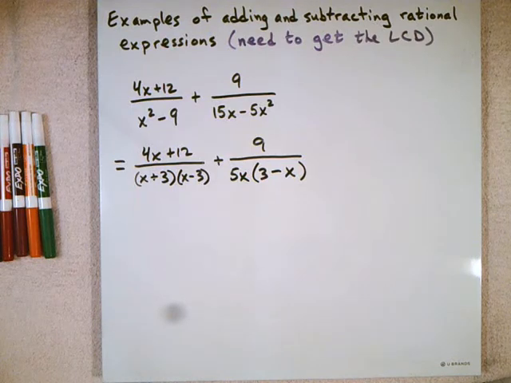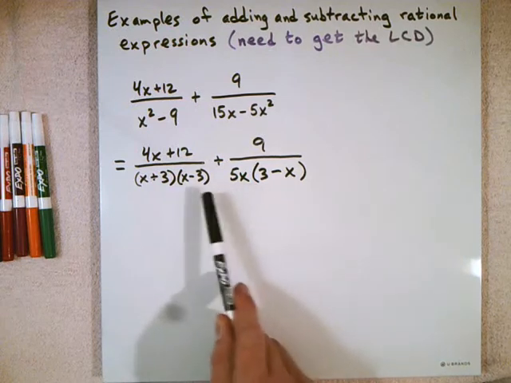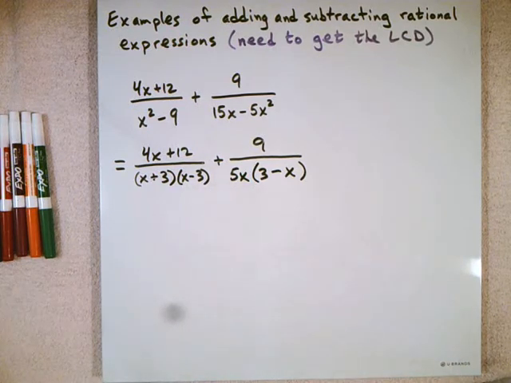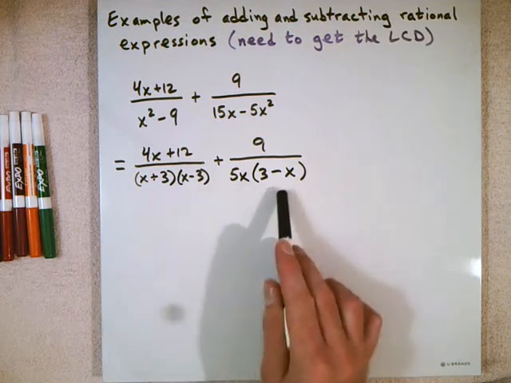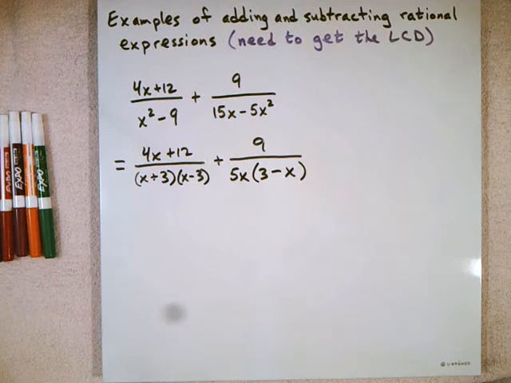Why? Well, as long as they're different from each other, both of them will have to be in the LCD, making the LCD more complicated. But if I can make them identical, say both x minus 3's, then only one of them has to be in the LCD, because one of them in the LCD will cover both bases. And that's really the way to approach these problems. So let's go ahead and make them identical.